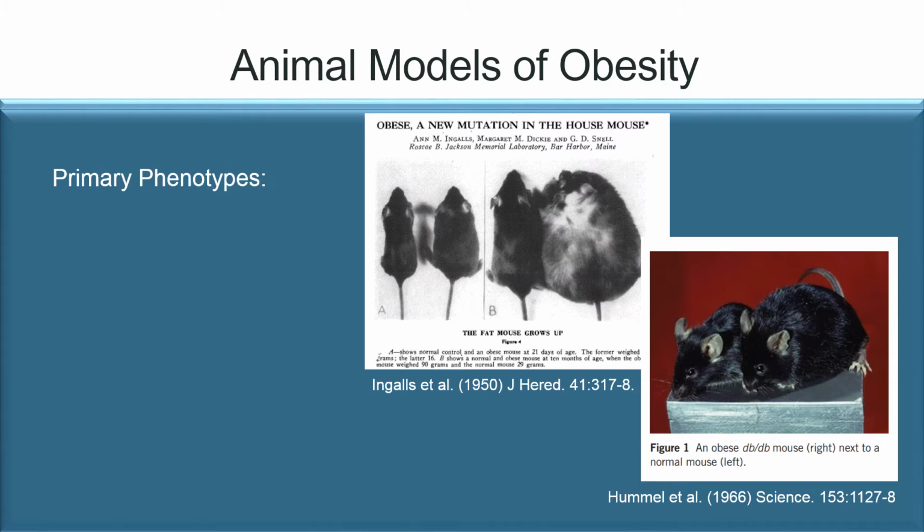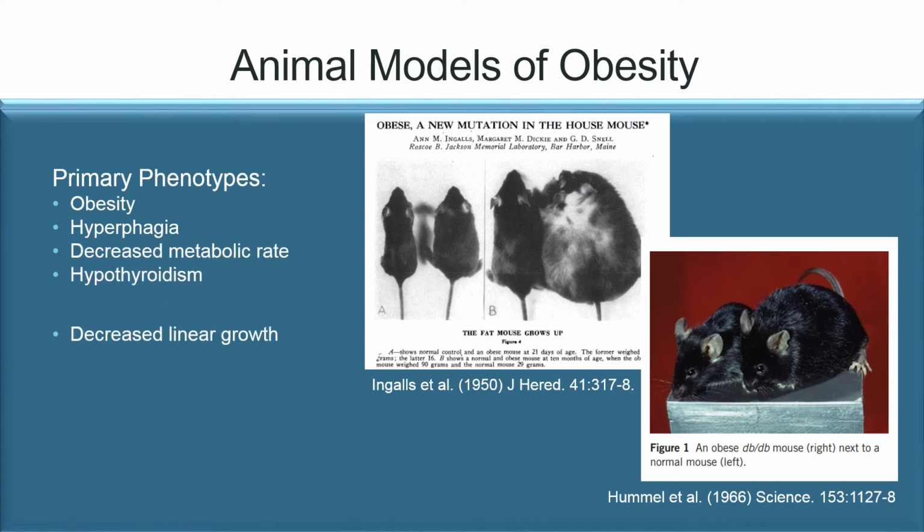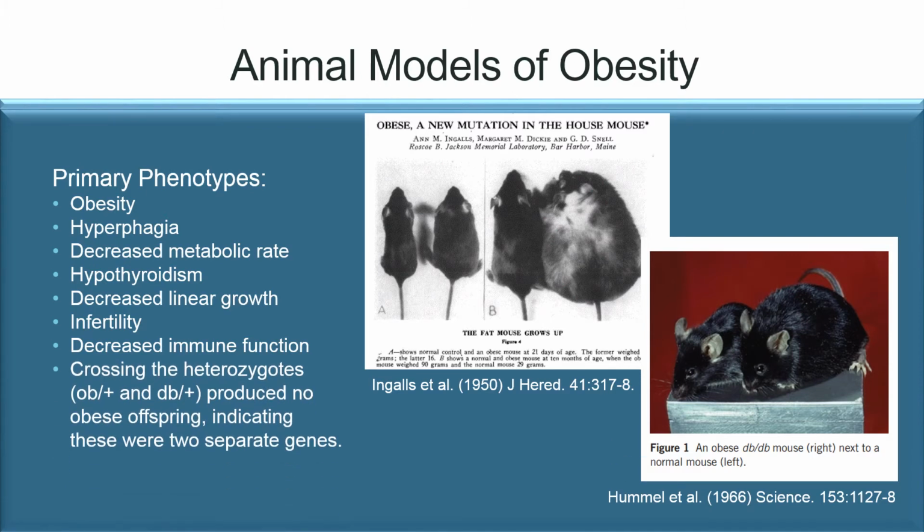Then, about 15 years later, in the 1960s, another spontaneous mutation occurred in which the animals were also grossly obese. The background of these animals is called C57 Black 6, so they have the same genetic background and they have the same phenotype as well. The phenotype included gross obesity, hyperphagia or overeating, decreased metabolic rate, hypothyroidism, decreased linear growth, infertility in the females, and decreased immune function. The reason they knew they were two distinct genes is because when they crossed the heterozygotes of each of those mutations, they never produced any mutant offspring.